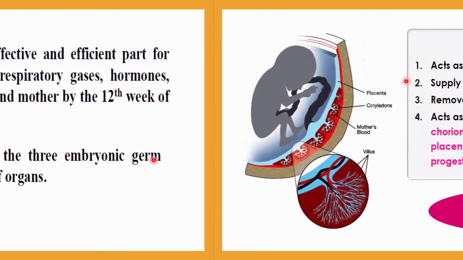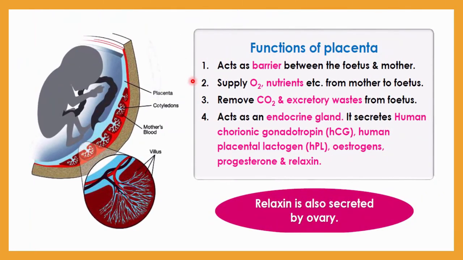Here in this slide you can see a list of functions of the placenta. Now let me discuss them one by one. First of all, it will act as a barrier between the fetus and the mother, as I already told you. It is an intermediate between fetus and mother. It will also supply oxygen and nutrients from mother to fetus. And the third one, also important to notice, is that it will remove CO2 and excretory waste from the fetus.